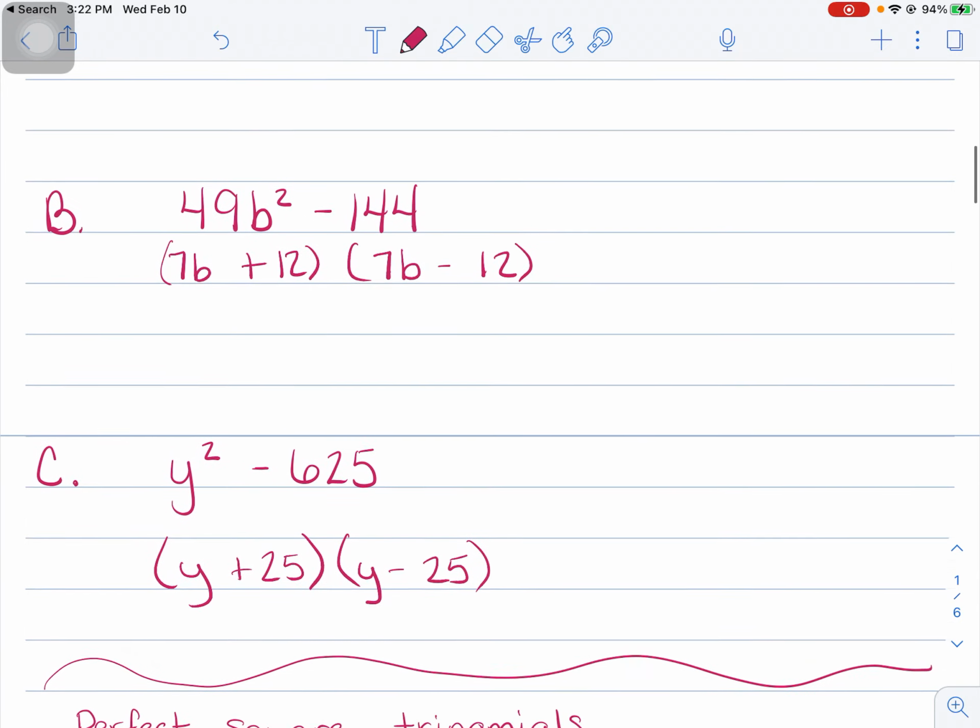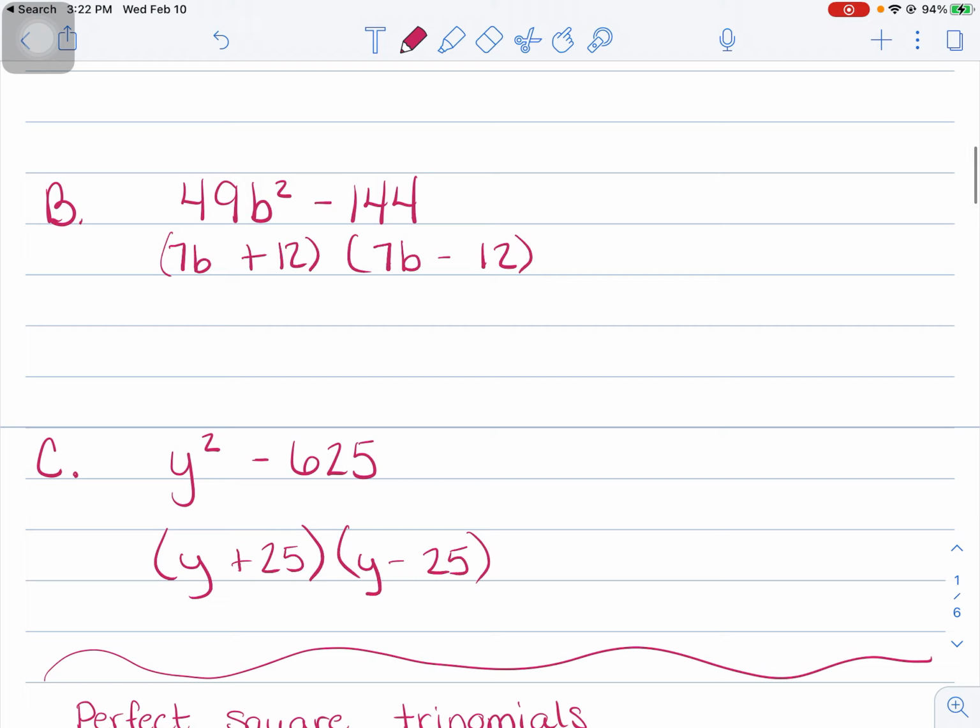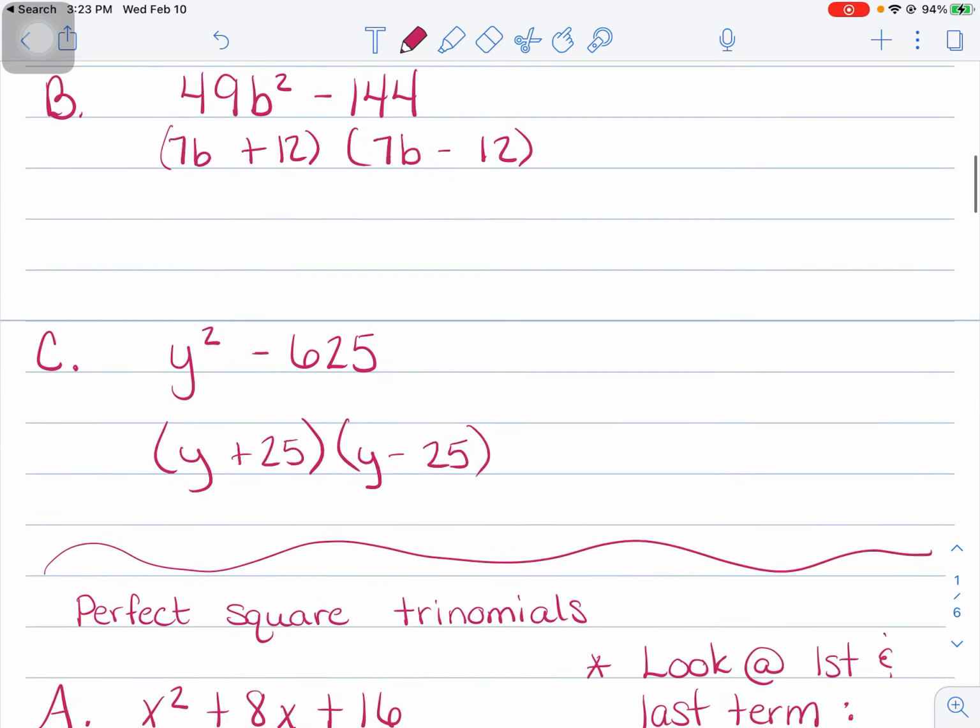For C, 625 is obviously not one you probably memorize. To find the square root of something, remember you can just use the square root on your calculator or on Desmos. You hit the second button on your calculator and take the square root of 625, and you would get the answer of 25. So you can easily use your technology to help you find that.